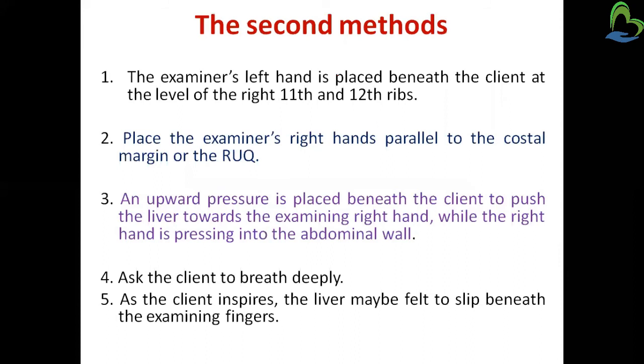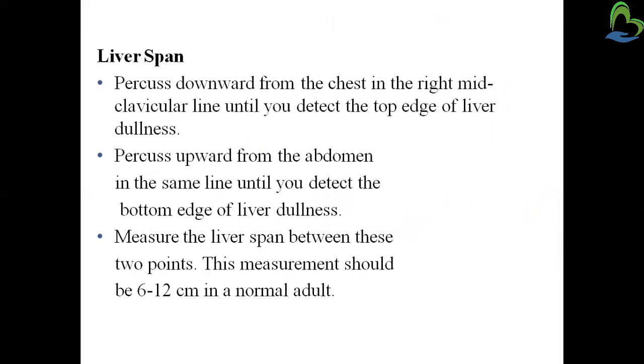The second method: the examiner's left hand is placed beneath the client at the level of the right 11th or 12th rib. Place the examiner's right hand parallel to the costal margin of the right upper quadrant, and upward pressure is placed beneath the client to push the liver toward the examining right hand while the right hand is pressing into the abdominal wall. Ask the client to breathe deeply. As the client inspires, the liver may be felt to slip beneath the examining fingers.